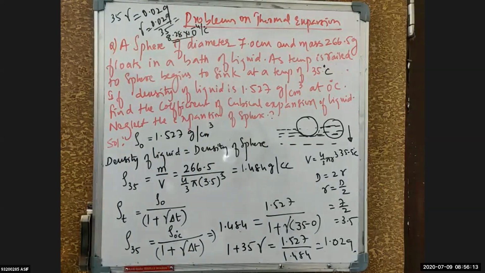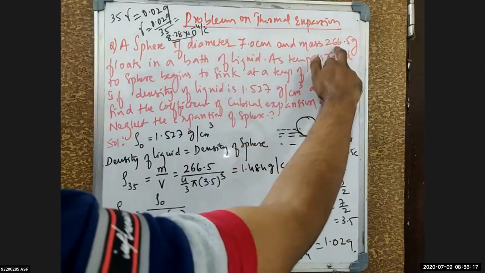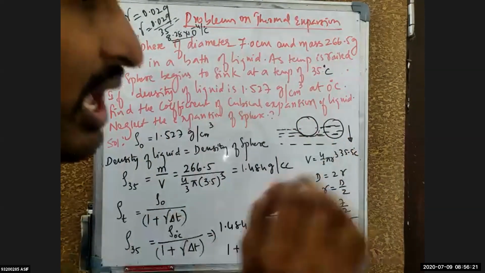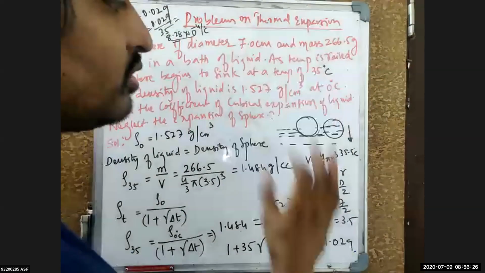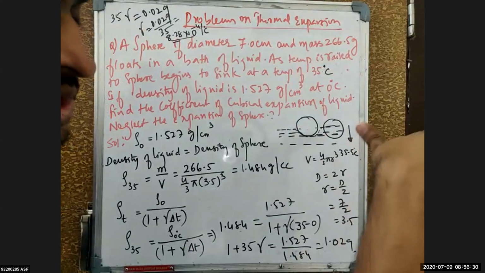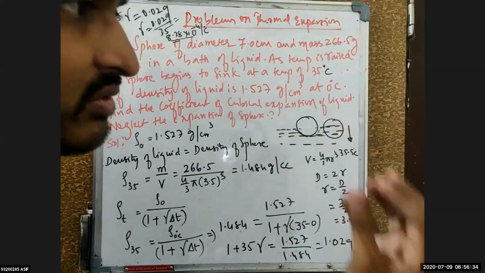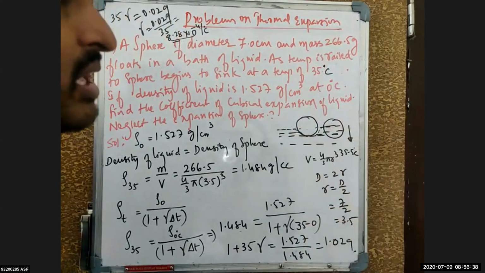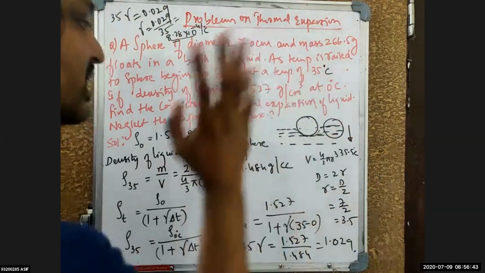I'll repeat this question once again. Very good question, you see. A sphere of diameter 7 centimeter and mass 266.5 gram floats in a bath of a liquid. Initially, it has been floating. When it is floating, the density of the liquid must be equal to the density of the solid. Then only the body will be floating. In swimming pools, you float on the surface of water while swimming. The reason is that your density is equal to the density of the liquid at that time. Then only you are able to float. Otherwise, you will be sinking. So if the density of the body is equal to the density of the liquid, that is the condition for floating.